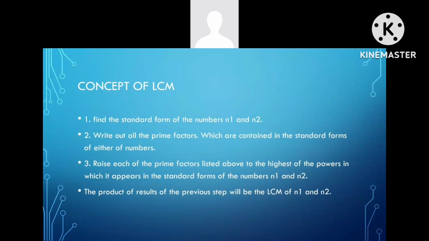Let's discuss the concept of LCM. Find the standard form of the numbers n1 and n2. Write out all the prime factors which are contained in the standard forms of either of the numbers. Raise each of the prime factors listed above to the highest of the powers in which it appears in the standard forms of the numbers n1 and n2. The product of the results of the previous step will be the LCM of n1 and n2.